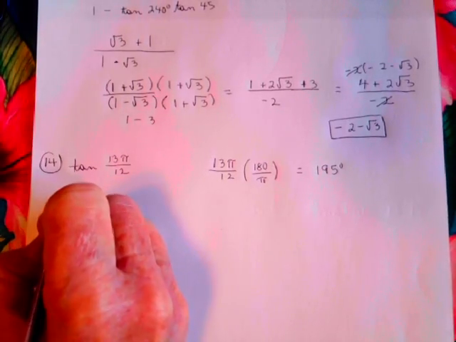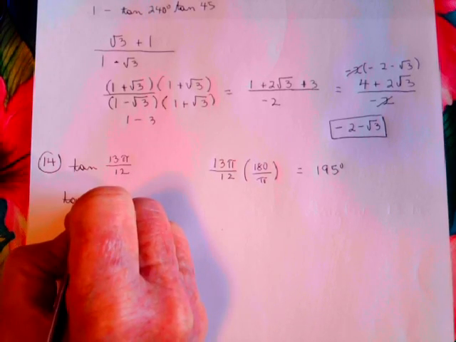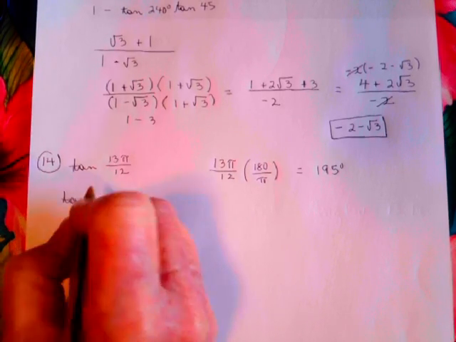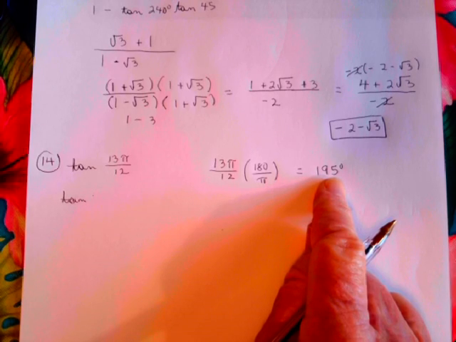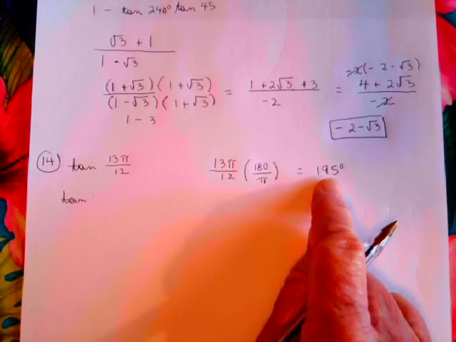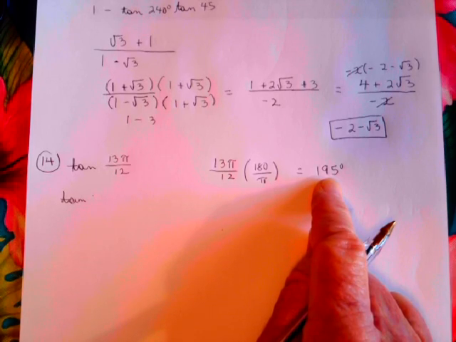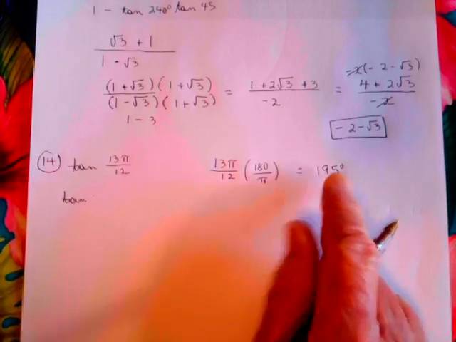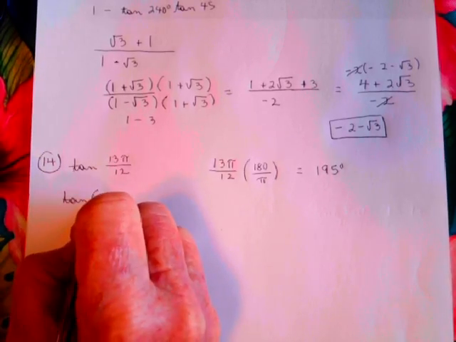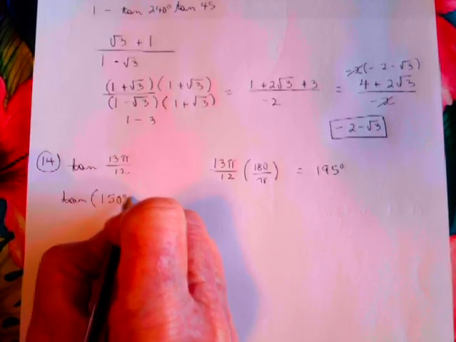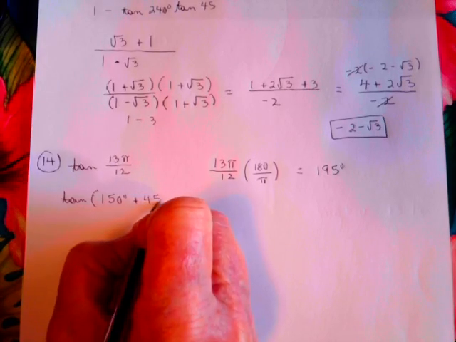If I want to find the tangent of 195 degrees, I'm looking for two angles that add to 195 that I can find the exact value of. Well, I know the tangent of 45 is 1. If I subtract 45 from 195, I've got 150. I can find the tangent of 150 because it has a related angle that I can find the tangent of. So I'm rewriting this as the tangent of 150 degrees plus 45 degrees.